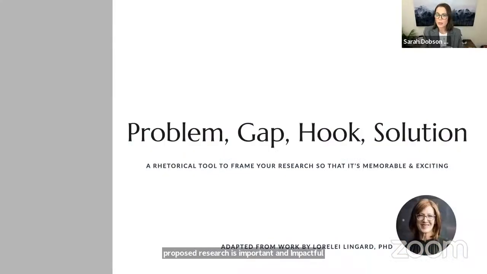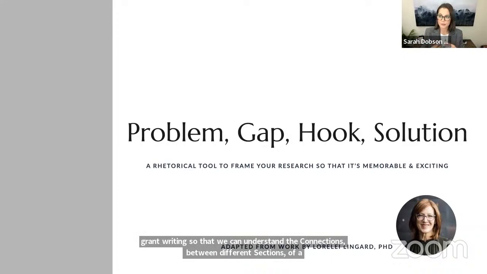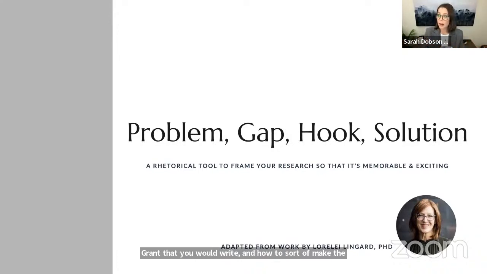So here's where we get into the problem gap hook solution framework. This is a rhetorical tool to frame your research so that it's memorable and exciting. And this framework is one that I have adapted from work that was originally put forward by Lorelei Lingard. Dr. Lingard developed the problem gap hook framework to describe how to write papers, how to rhetorically frame your academic papers. And I have taken that framework and adapted it specifically to grant writing, so that we can understand the connections between different sections of a grant that you would write and how to make the most of those different sections and how they talk to each other.